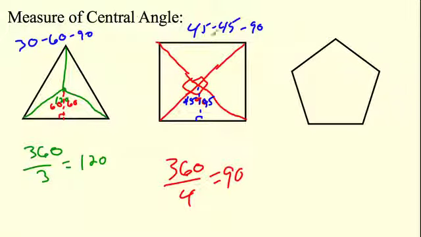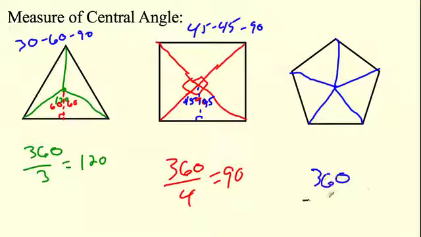What is the pentagon going to give us? I don't know. Let's check it out. Draw in the center of this, and I'm going to draw in my radii. There's one, another, another, another. I've got 5 of these, and 360 degrees is the whole circle. Divide it by 5. I think we're going to get 72 degrees for each one of these.